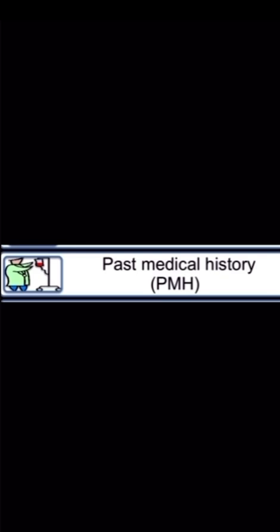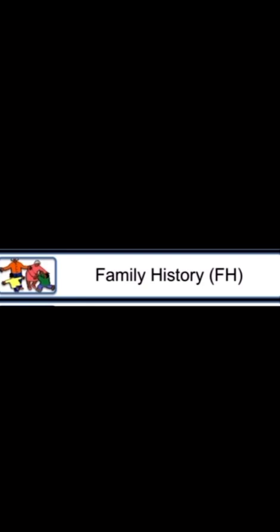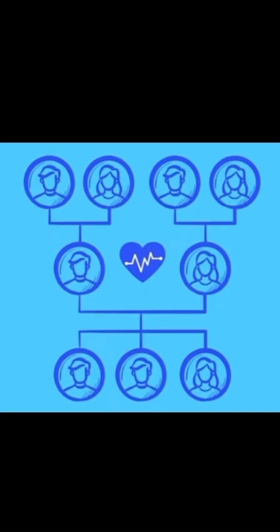Past medical history. A patient's past medical history is a record of their health information, including allergies, illnesses, surgeries, medications, and more. A medical history is important because it helps clinicians form differential diagnoses. Family history. A family health history can help identify if you are at higher risk for certain conditions, and can help you take steps to reduce your risk.